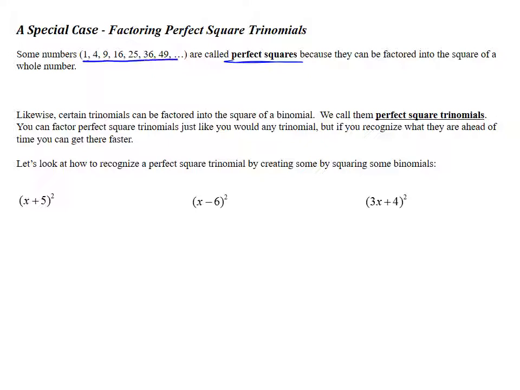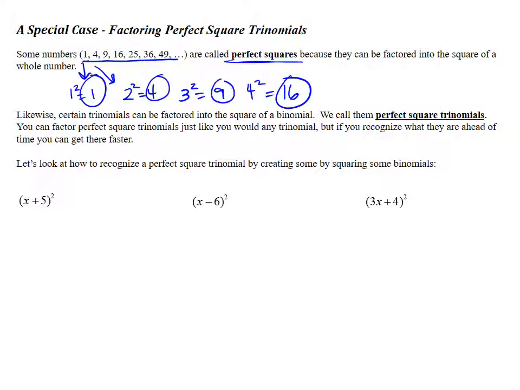So here are some examples. 1 is a perfect square because when you square 1, you get 1. 4 is a perfect square because you get it from 2 squared. So 4 is 2 squared. 9 came from 3 squared. 16 came from 4 squared. So these numbers, 1, 4, 9, and 16, are perfect squares because they were the result of squaring a number.